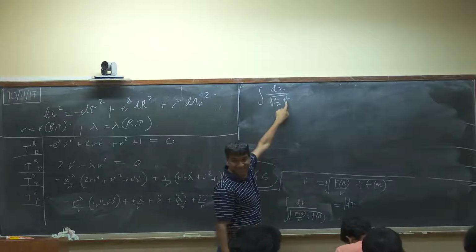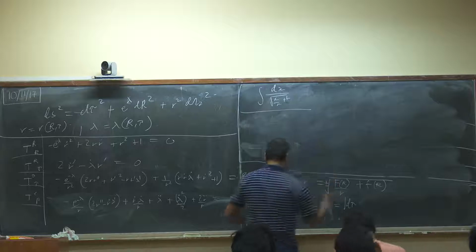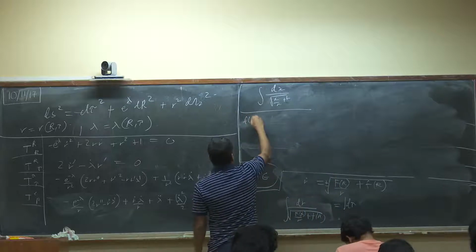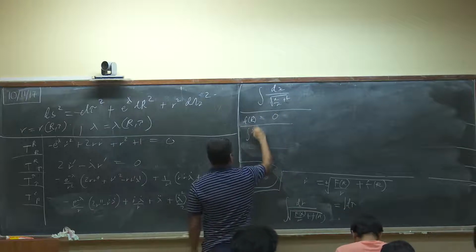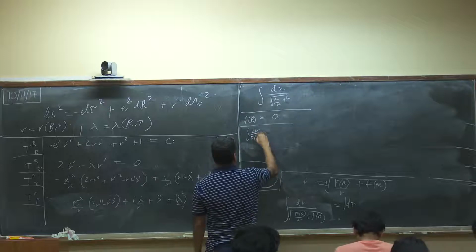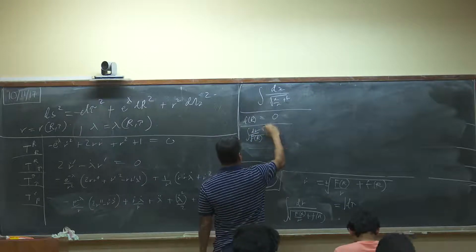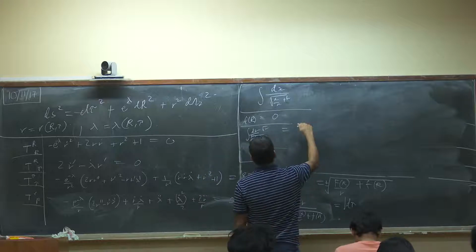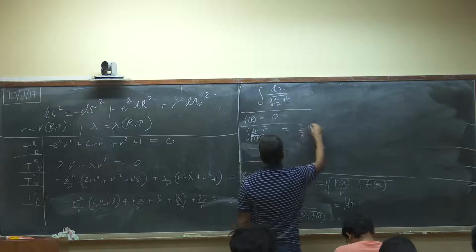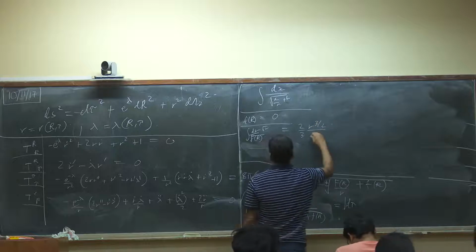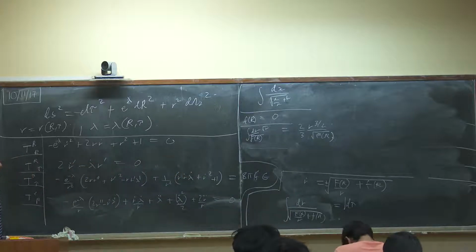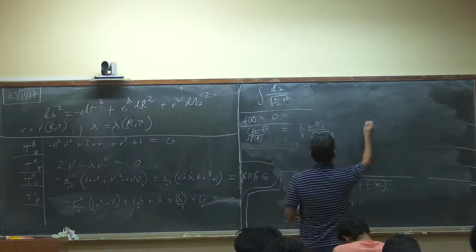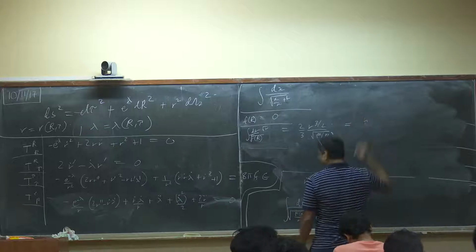When f is 0, this is trivial, right? Let's do that first. So f of r is equal to 0. Then this integral is dr divided by the square root of f of r times r, and therefore is equal to 2 by 3 r to the power 3 by 2, divided by the square root of f1. So this would be equal to tau.